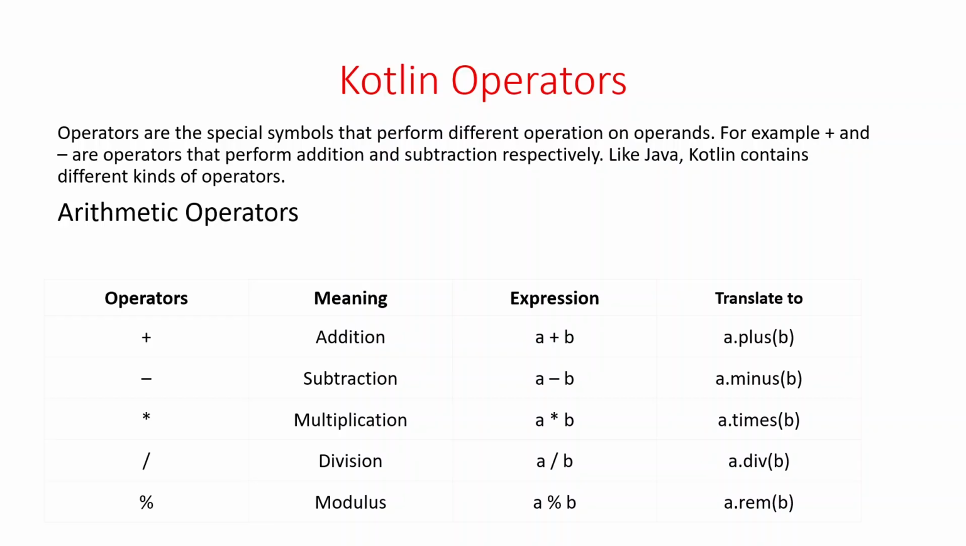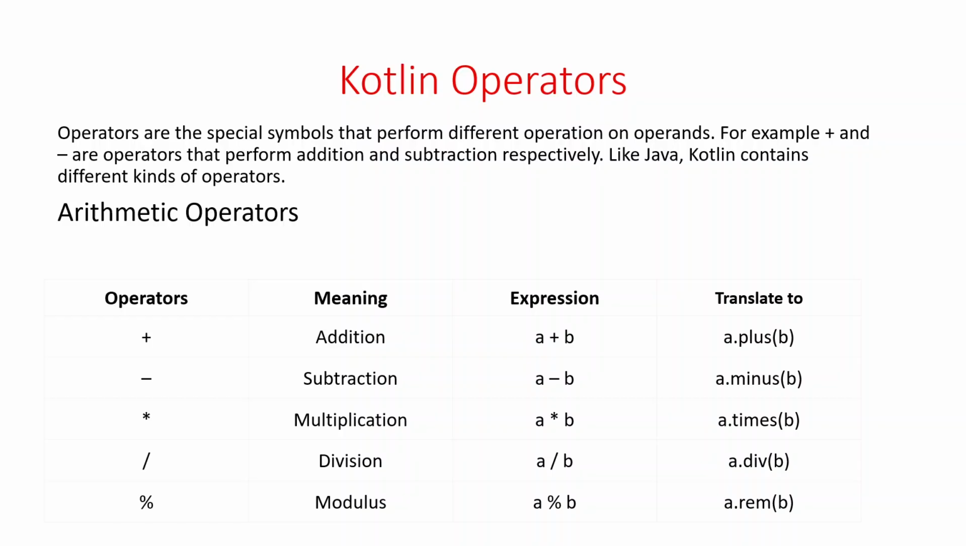Like Java, Kotlin contains different kinds of operators, like the plus operator, that is the addition operator, a plus b, that translates to a dot plus b. The next one is the subtraction operator, a minus b, that translates to a dot minus b. Next is the multiplication operator, a asterisk b, that translates to a dot times b. The next operator is division, a division b, that translates to a dot div b. Next is the modulus operator, a modulus b, which returns the remainder, a dot rem b.